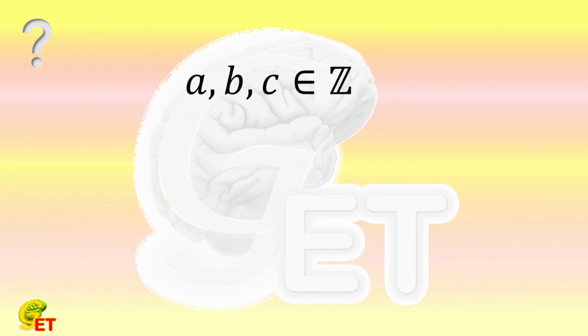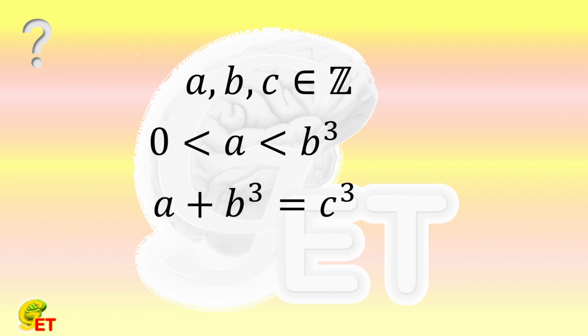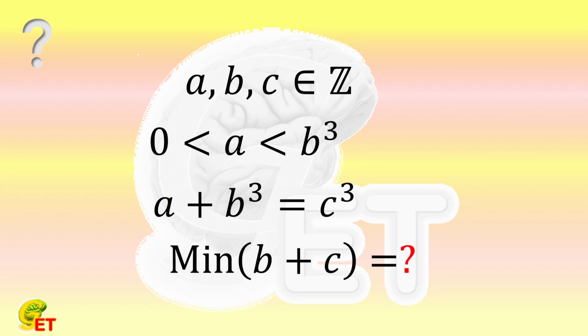a, b, c are three integers, where a is bigger than 0, but smaller than the cube of b. a plus the cube of b is equal to the cube of c. So, what is the minimum value of b plus c? Why not give a try, and we will come back soon.